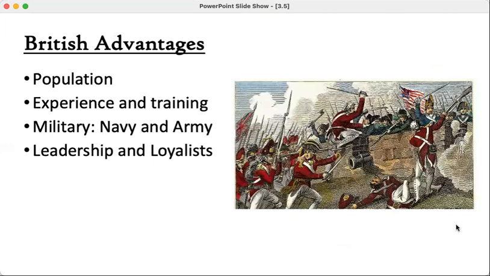So the British had a lot of advantages. They should have won. Logistically, they should have won. And the reason why we won was not because we were better than the British. It's going to be because of outside help.